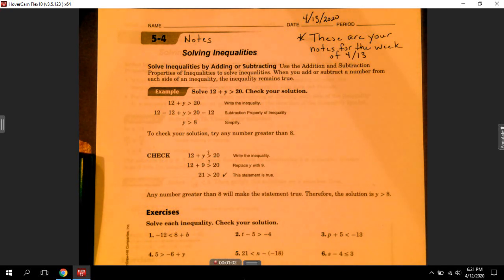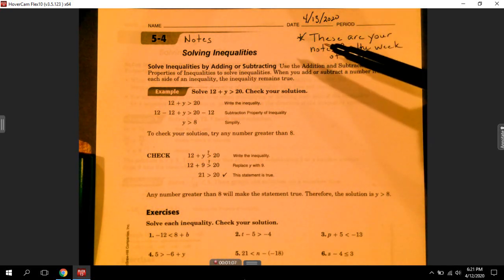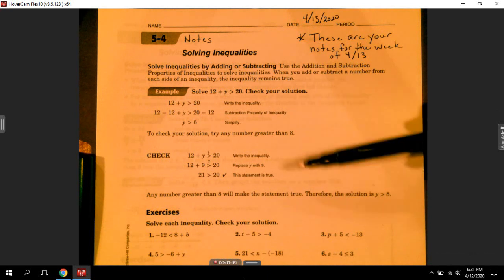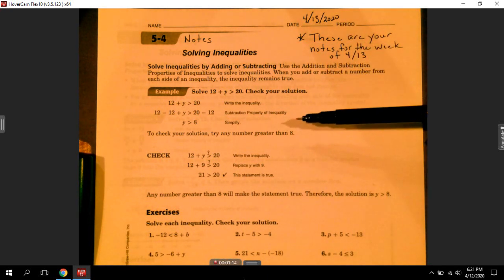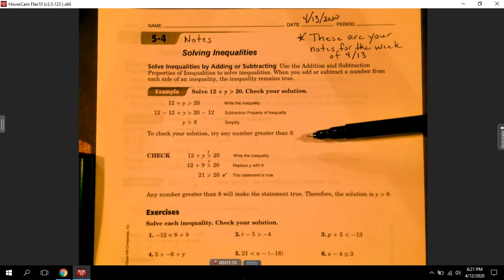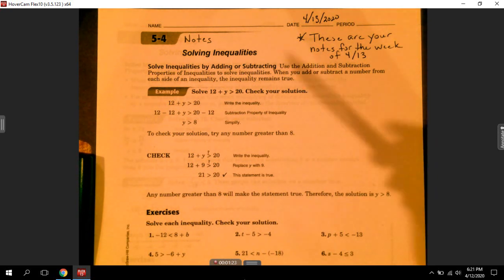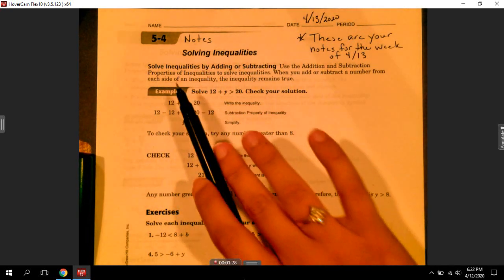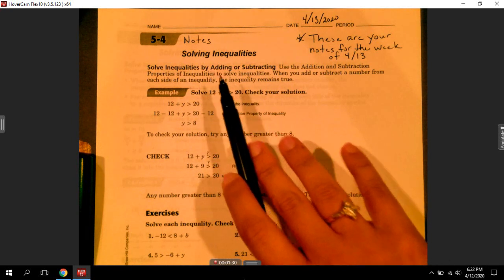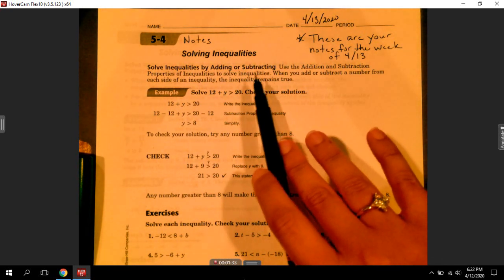So last week we learned about solving inequalities. We're continuing that this week, but we're diving a little bit deeper. This week's work is going to be really similar to solving equations, so it shouldn't be too terribly difficult. So we're solving inequalities by adding or subtracting using those properties of inequalities. Just like we used the properties of equality when we were doing equations.